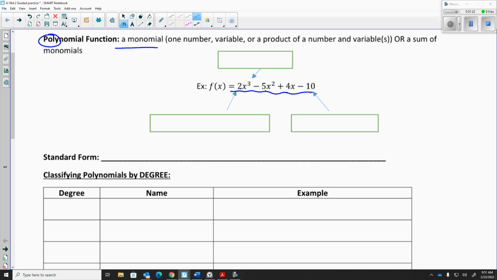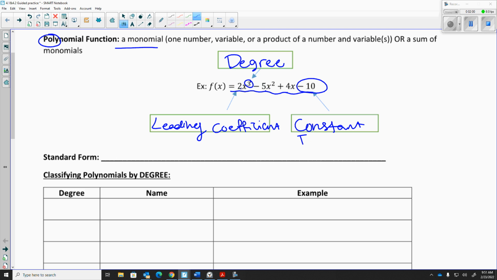There's a couple other things we got to talk about. The first number that you see in front of everything, we've talked about this already, but that's the leading coefficient. We've used that language before. That should be kind of familiar. So the first number you see, that's the leading coefficient. The biggest power, biggest exponent, we call that the degree. The degree of the polynomial, that's the biggest exponent. And then if there's a term at the end without a variable, we call that the constant term, because it doesn't have a variable and it doesn't change.